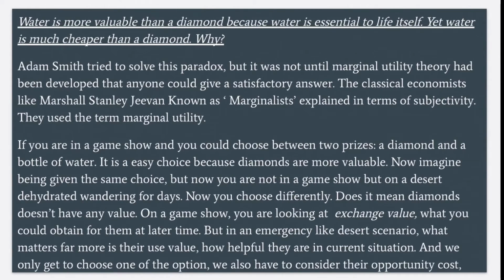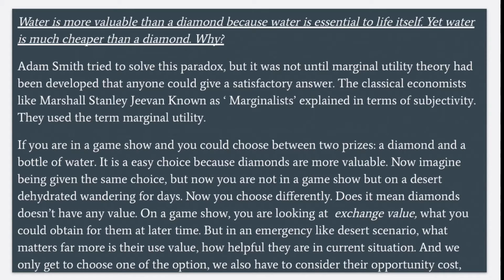Water is more valuable than a diamond because water is essential to life itself, yet water is much cheaper than a diamond. Why? Adam Smith tried to solve this paradox, but it was not until marginal utility theory had been developed that everyone could give a satisfactory answer. The classical economists like Marshall, Stanley, and Jevons, known as marginalists, explain it in terms of subjectivity. They use the term marginal utility.